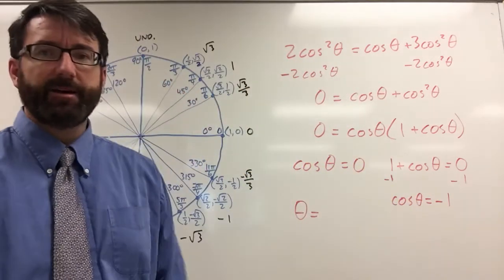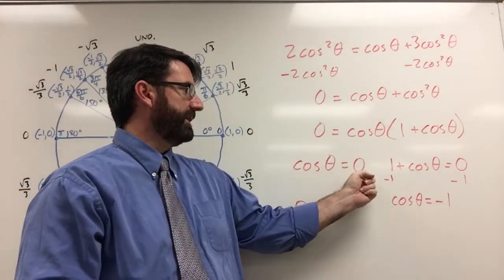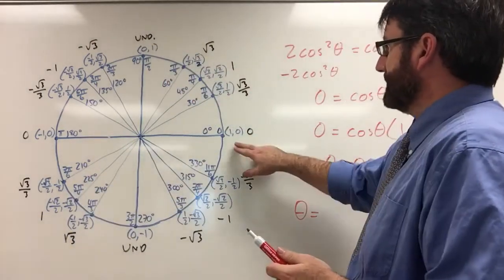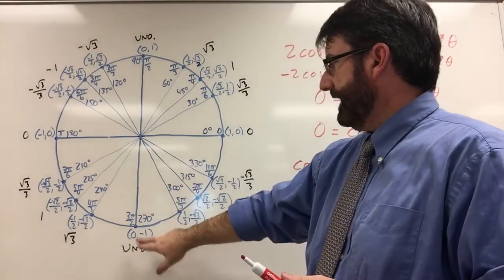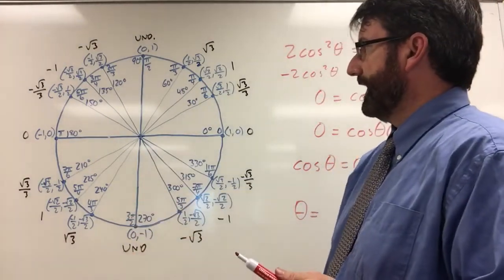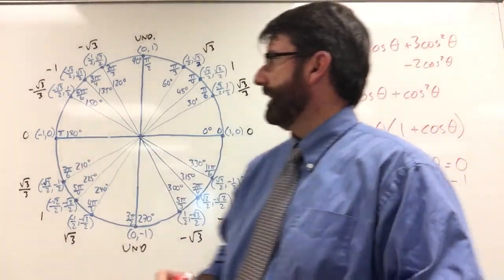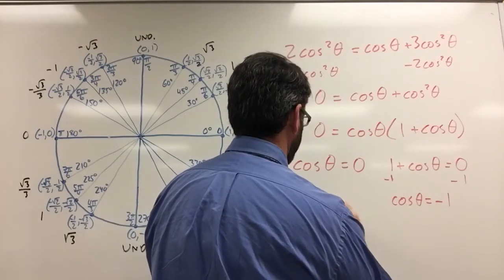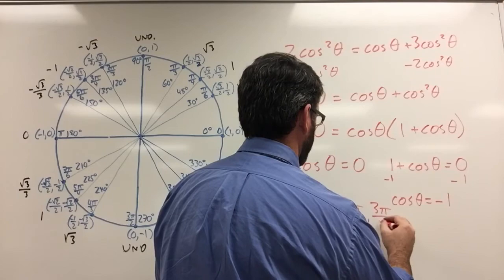Now, to find theta, we're going to look at our unit circle and find everywhere where the cosine is either 0 or -1. So cosine is 0 at pi over 2 and at 3 pi over 2, and it's -1 at pi. So our 3 answers are going to be pi over 2, pi, and 3 pi over 2.